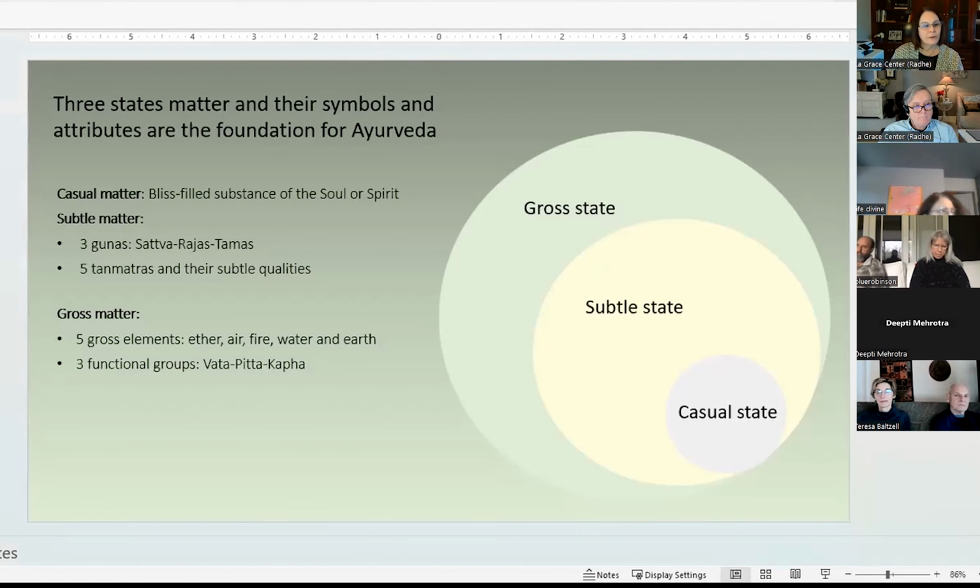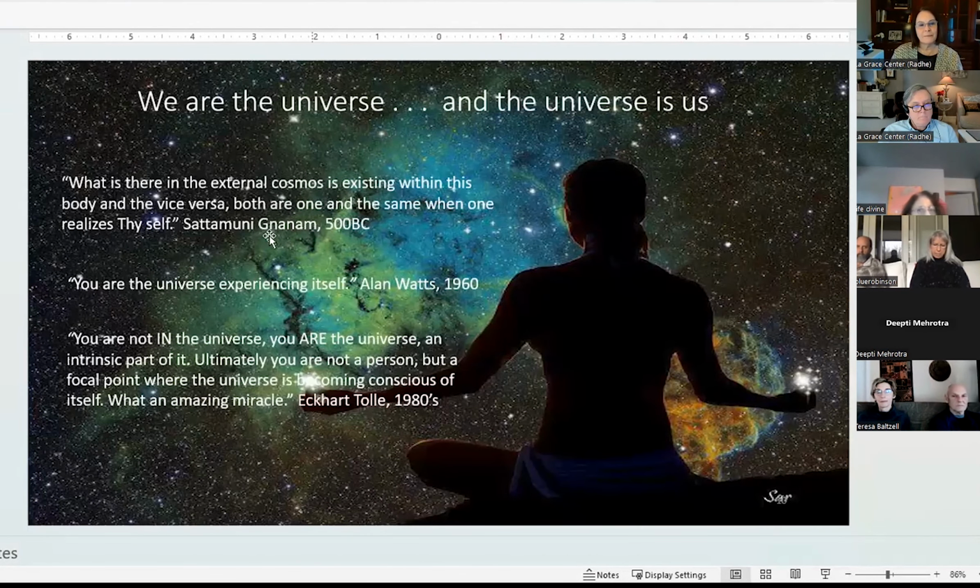And one of the quotes in the earlier Ayurvedic texts: what is there in the external cosmos is existing within this body, and vice versa. Both are one and the same when one realizes the self. So at the root, at the foundation, we have this belief that we are all one and the same in the universe. There is a oneness or a unity amongst all because of these creation principles.